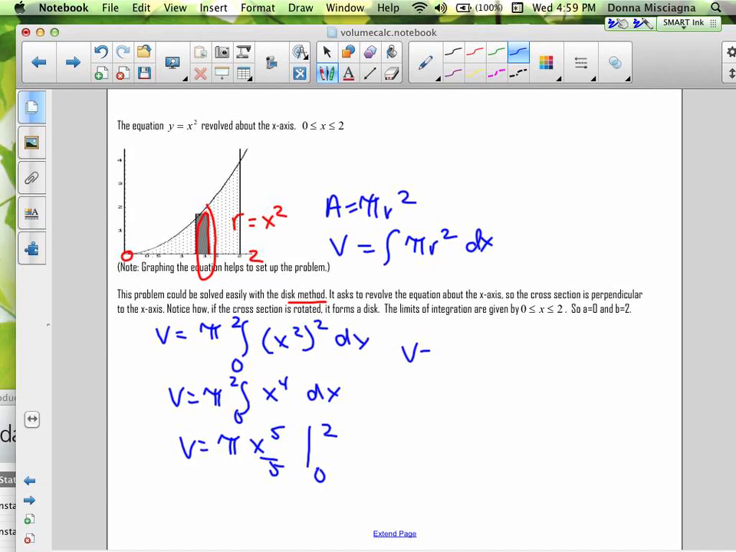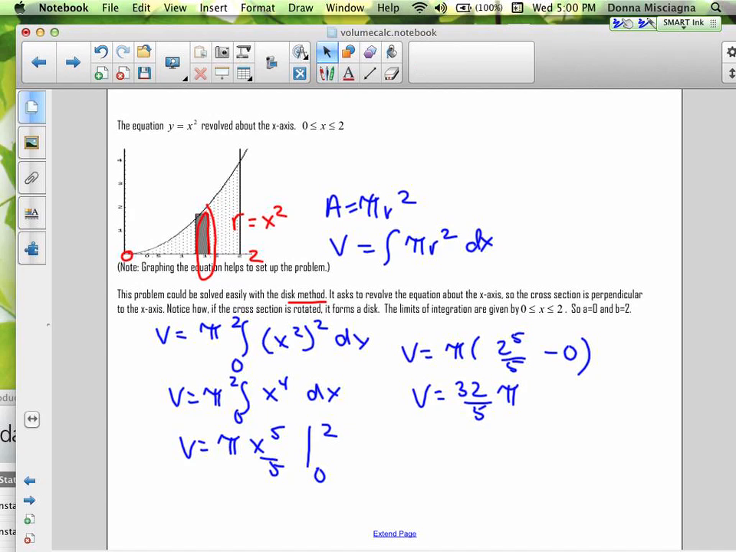So the volume is, and the 0, notice, is not going to matter. It's going to be pi times 2 to the 5th divided by 5, and then minus 0, right? Because it's going to be 0 to the 5th, which is 0. And so that's going to be 32 fifths. So our volume here is 32 fifths pi. And then we're done. This was a pretty easy one, I think.